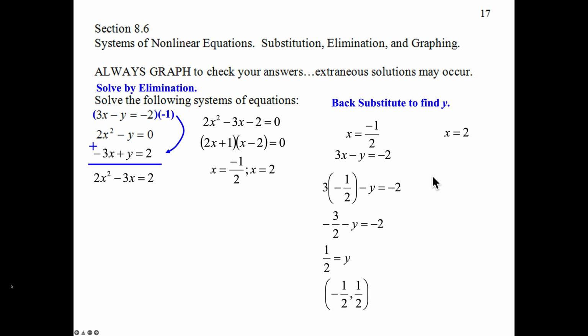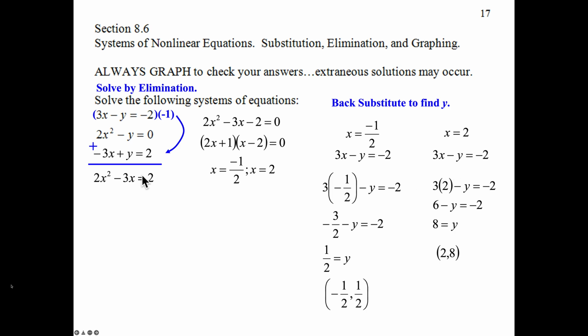That's one intersection. We'll do the same thing with x equals 2. Substitute that in for x. 3 times 2 is 6. Again, add the y over to the right, which makes it positive. Add the 2 to the left, which makes it 8. There's my other intersection point.